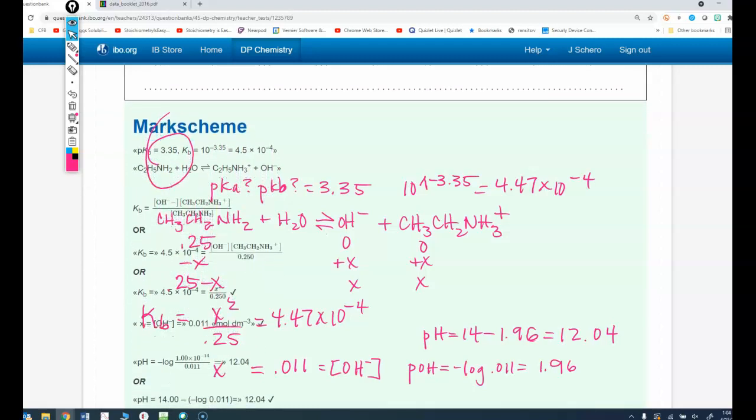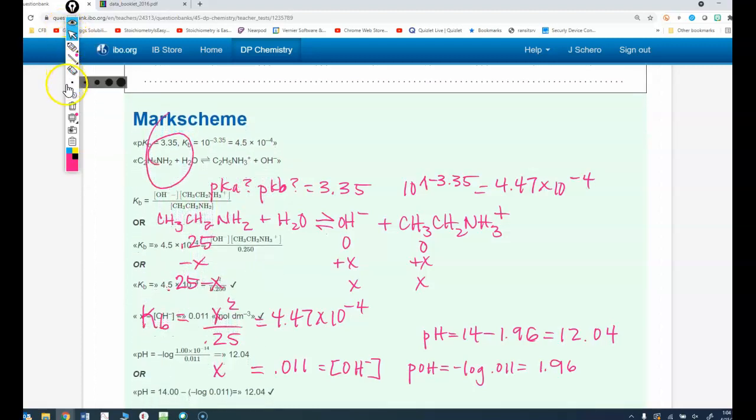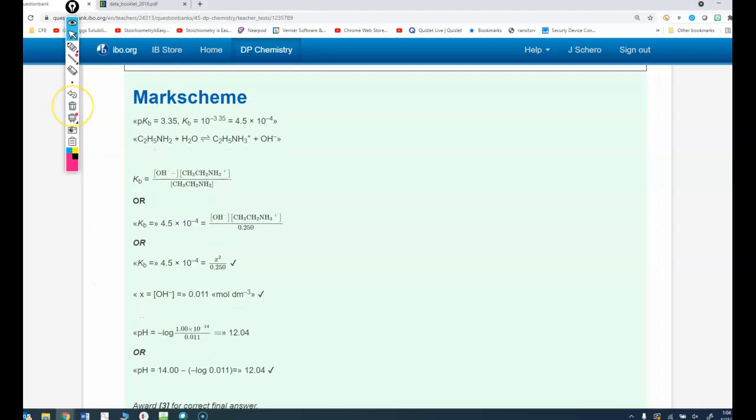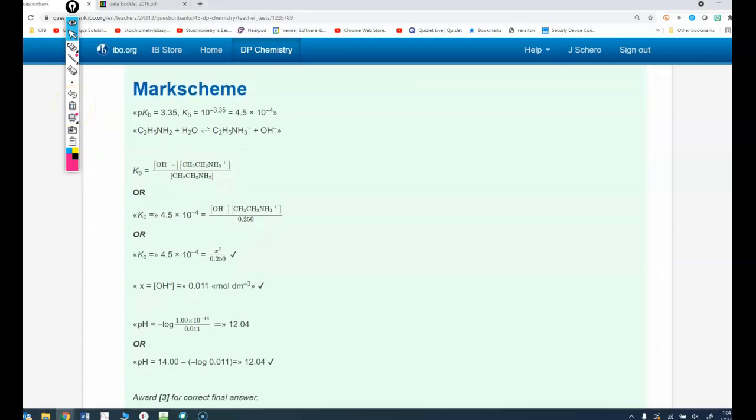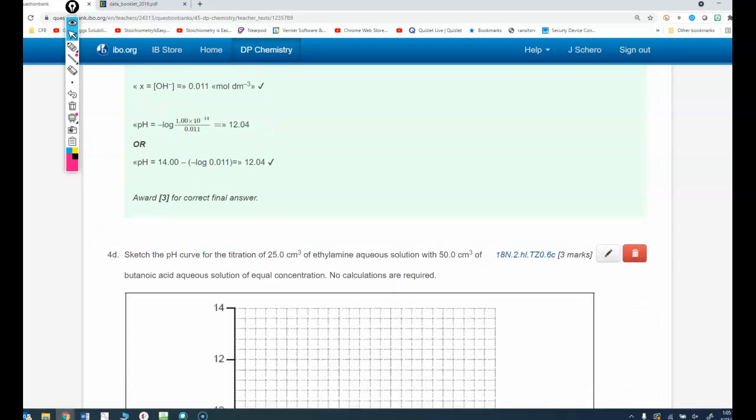pH 12.04. Yay. Let me erase everything that you see here so you can see what the mark scheme actually says, what IB says it should come out as. And I think we did the right thing. You can see where the check marks are to see where the actual points are awarded. Basically, you get all 3 points if you get the correct final answer, but showing your work is always helpful. Okay, onward we go.